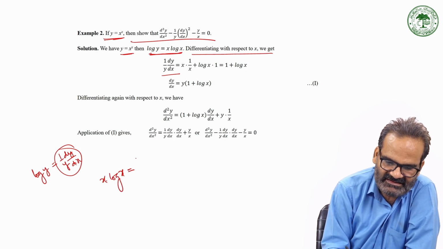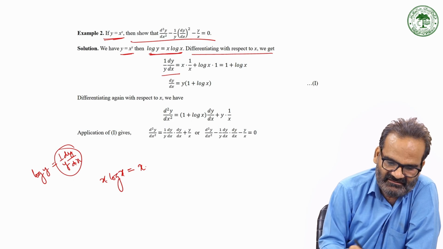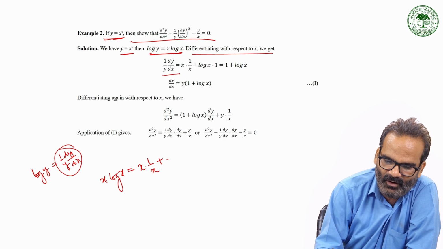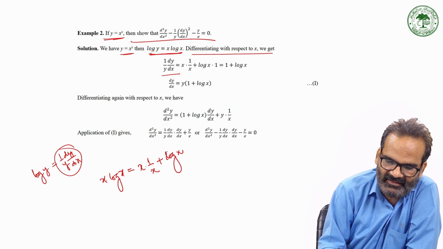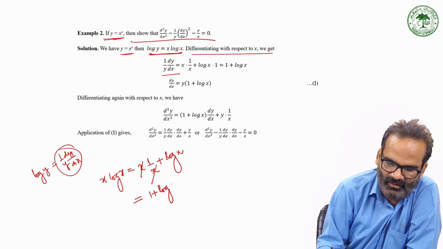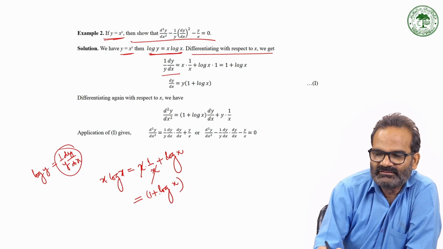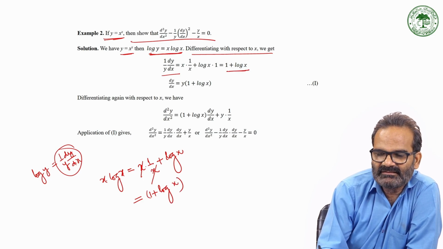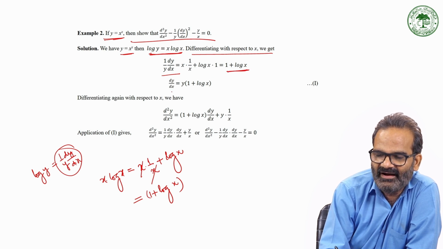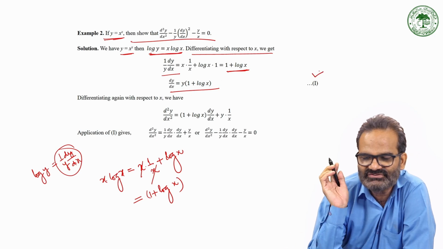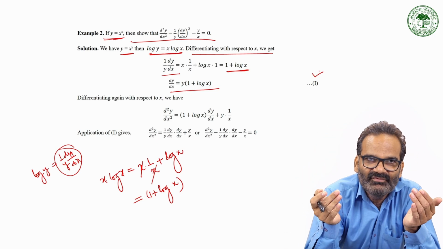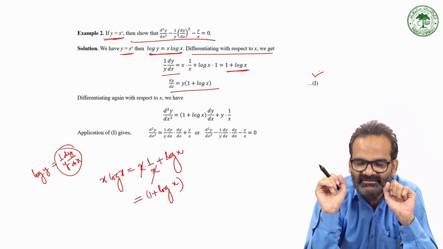What will you get? x as it is, the first function, times the derivative of the second function, log x, which is 1 upon x. And then log x as it is, times the derivative of x, which is 1. This and this will cancel out. What is left? 1 plus log x, right? So 1 upon y dy over dx is equal to 1 plus log x. So dy over dx will be equal to y times (1 plus log x). Take this as equation 1.